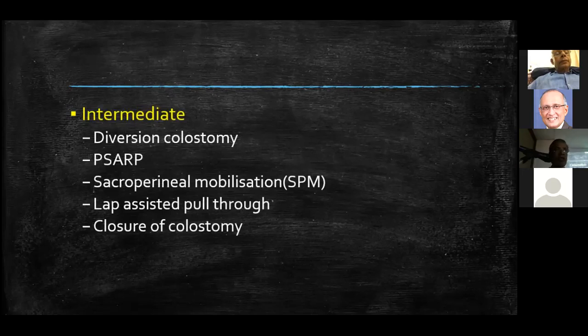So intermediate anomaly and high anomaly, you have to do a diversion colostomy, but there is a variation which I am not mentioning. Intermediate anomaly, diversion colostomy first. Just now I did one colostomy for anorectal malformation, that is a diversion colostomy. Then followed by PSARP, posterior sagittal anorectoplasty. That term you have to mention whenever you are writing on anorectal malformation.